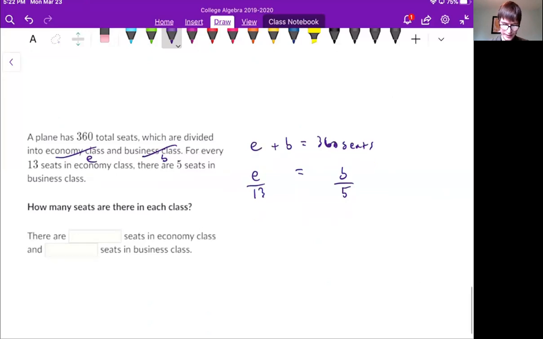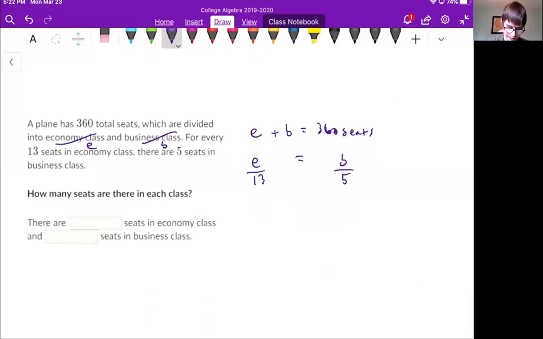Or we can rewrite this as: E plus B equals 360, and E divided by 13 equals B divided by 5. This looks kind of weird. This would be really awkward to do with elimination, because we'd have to line everything up, and step 2 would become really fancy. But we can do substitution here. Substitution might be pretty straightforward.